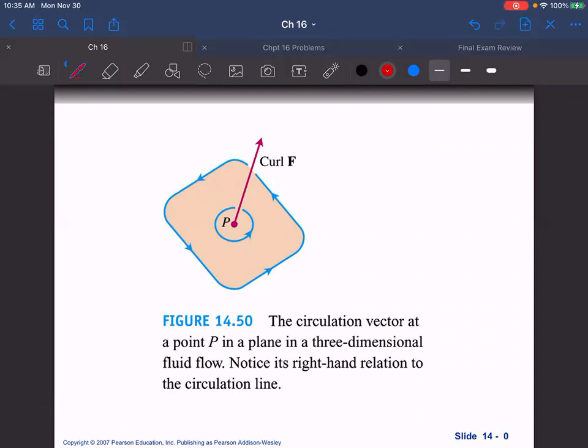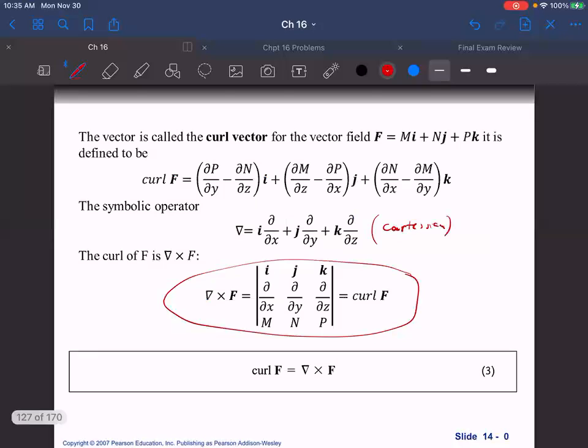We call that the curl. And we use the right-handed convention here, where it's going around counterclockwise according to the direction. So if you wrap your fingers around it, your thumb should point in the direction of that curl there. And that's because it's a cross product. So the vector is called the curl vector for the vector field F equals mi plus nj plus pk.